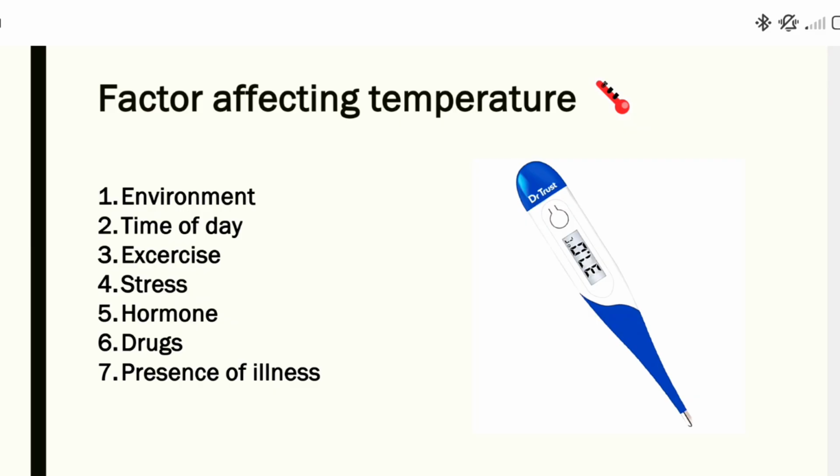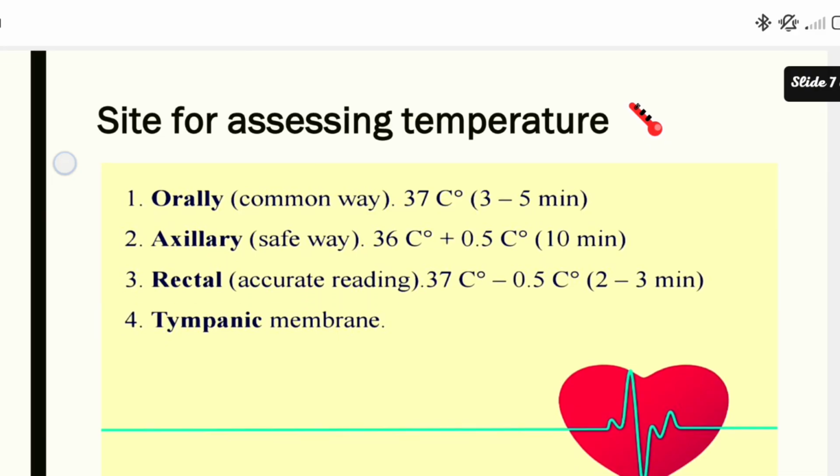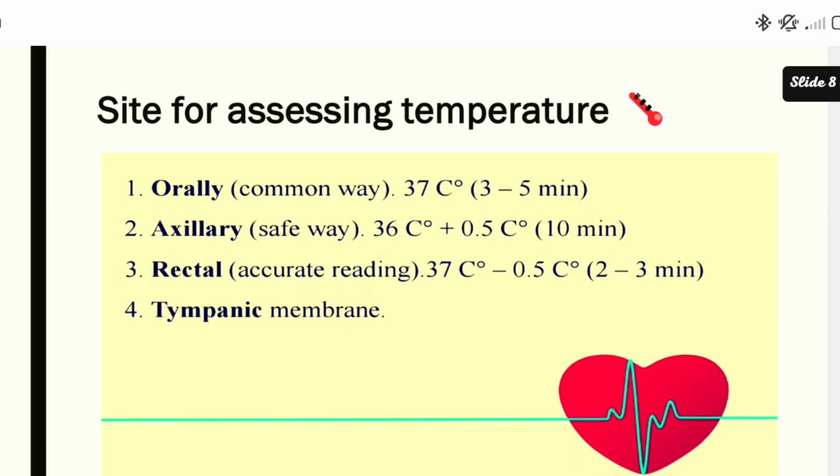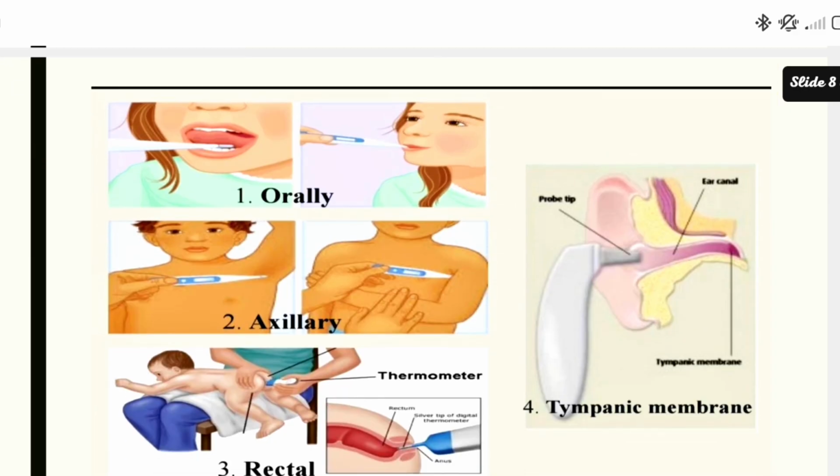time of the day, morning time, mid time, okay, exercise, stress, okay, hormones, drugs, and presence of illness are the factors that affect the temperature, right? And then we discuss the sites for assessing temperature, okay. First, we can assess the temperature orally. How you can assess the temperature orally, we continue in the next slide. I put an image, then you can understand better, okay. So axillary, rectal, and tympanic, we discuss, okay.